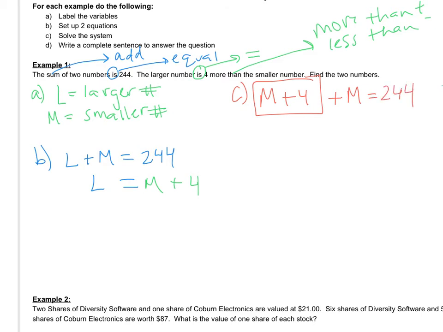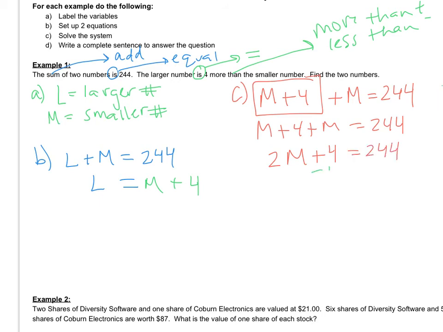Now you could use elimination here if you wanted to, but to get from part B to C, you'd have to subtract that M over to the other side, but that would work the same way. I don't need the box here since there's nothing to distribute out in front. So I'm looking at just M plus 4 plus M equal to 244. M plus M is 2M plus 4 equal to 244.